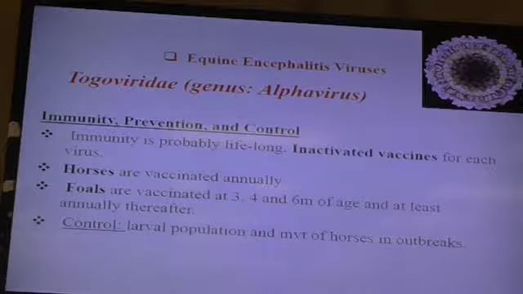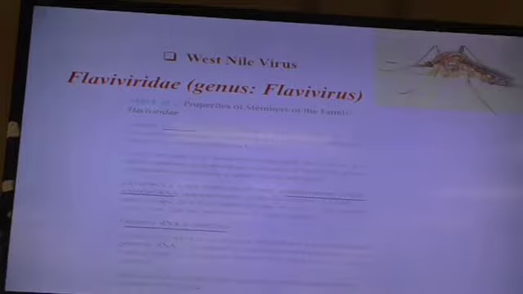And when it comes to control, obviously, if you can control the mosquitoes, the larvae, and the movement of horses, then it will help in this regard. But the vaccines seem to work particularly well. And the example is not only equine encephalitis viruses, Eastern, Western, and Venezuelan, but also West Nile virus vaccines are pretty good in that respect.